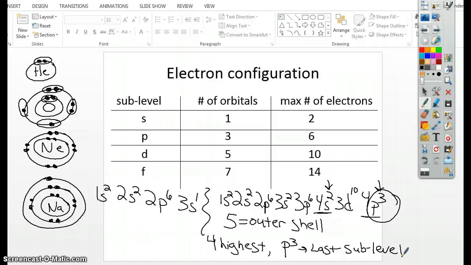P3, so the highest energy level was 4, so I'm at period 4. P3, so P1 was family 3A, that's 1, and then I go over to 2, to 3. I am at 5A, which is arsenic. So I have arsenic, and it has 5 electrons in the outer shell. There's its dot diagram. Dot diagrams only show outer shell electrons. So we will be practicing that in class.